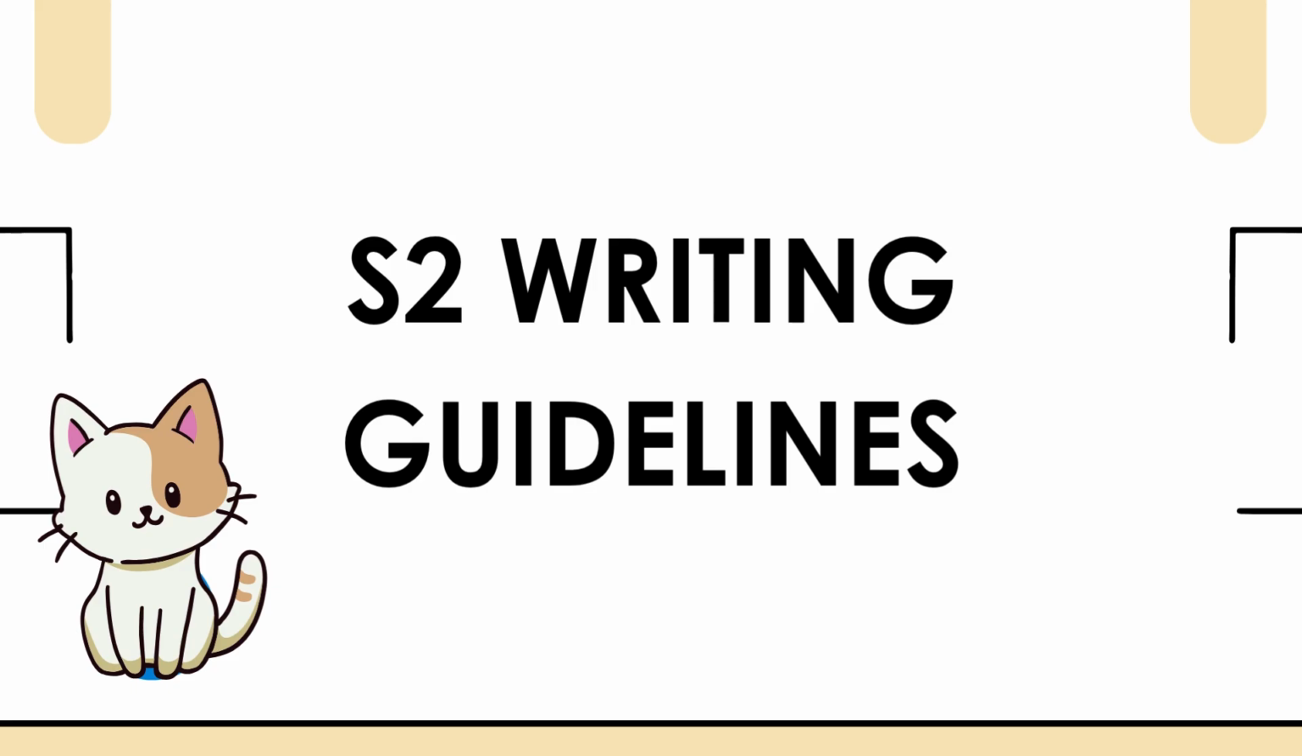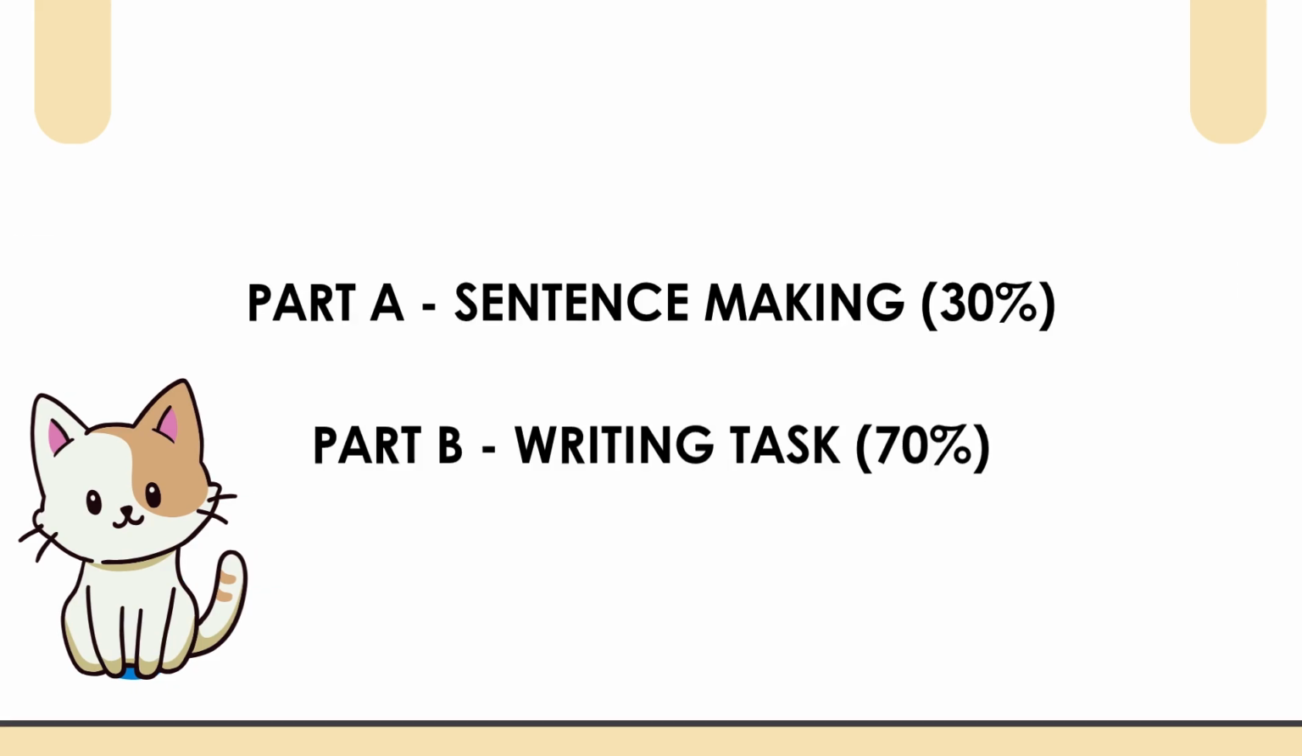Hi, students. Today we will be talking about our Paper 2 writing exam. This year we will have a little change in our writing exam. Unlike the past, we only have one writing task in Part B, which accounts for 70%. And the remaining 30% will be Part A, which is the sentence making part. Today we will talk a little bit about how we can complete the sentence making task.